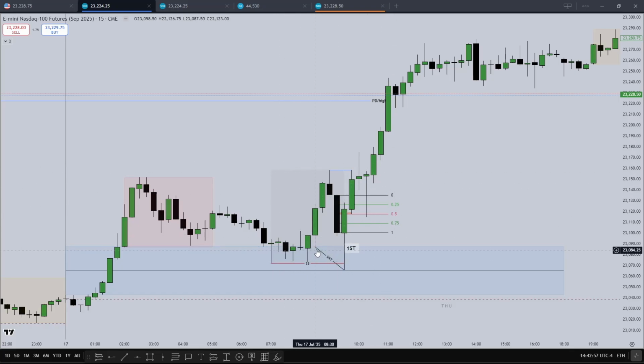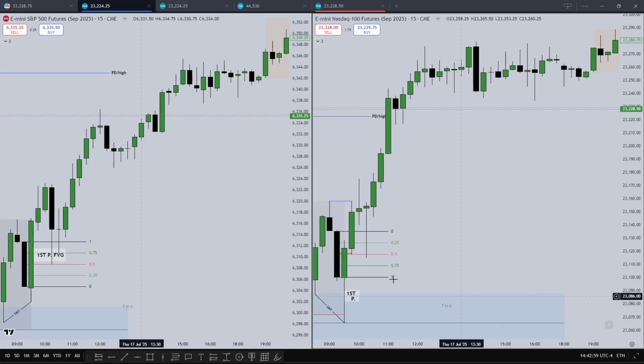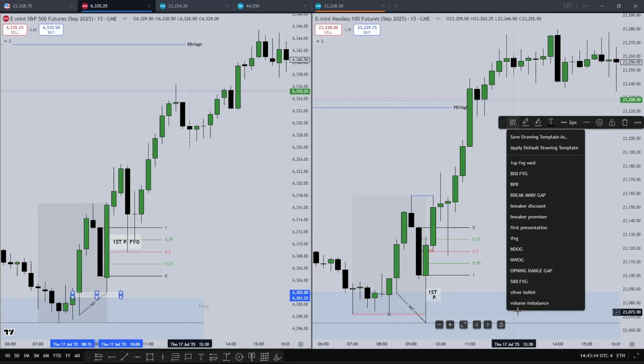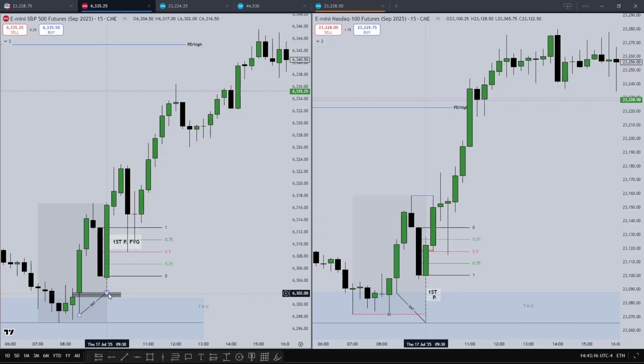And what we have seen right there is an SMT with ES. ES did not take the low, it just went higher directly. So this is a bullish SMT. As we can see right there, this is a volume imbalance. We have noted that. Price has a clean reaction to the high of it, which is very nice.